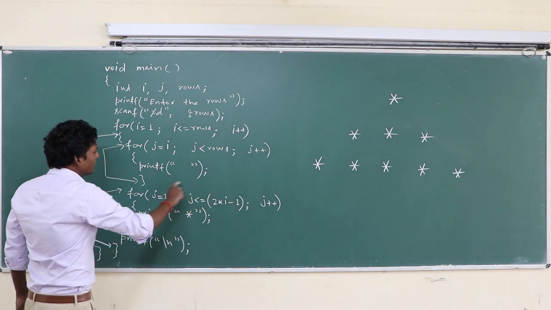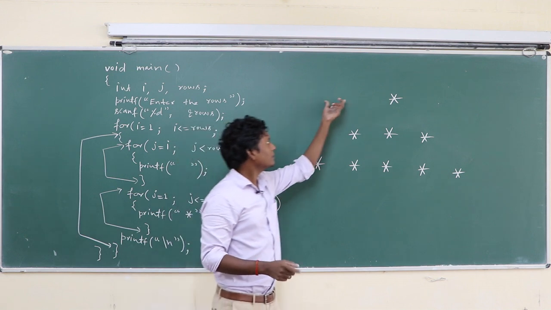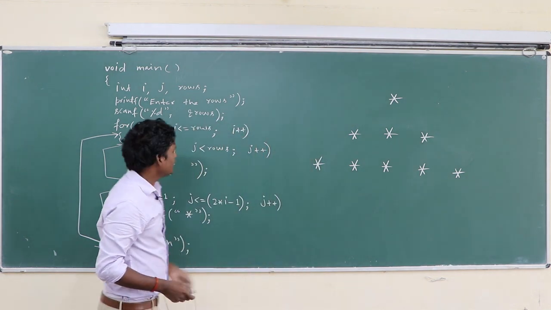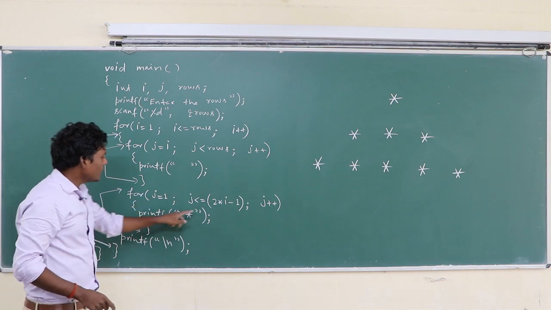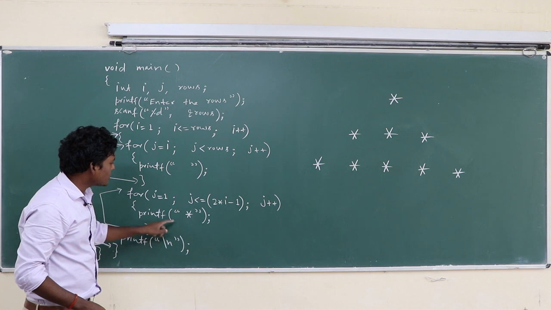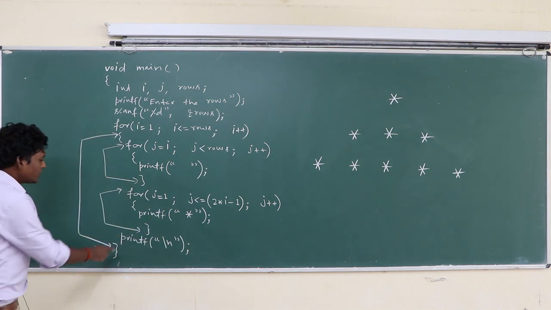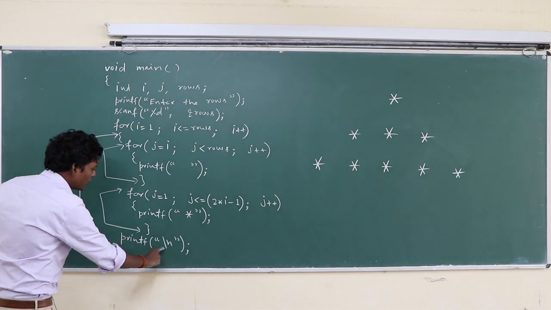If this loop executed 3 times, then 3 blank spaces will be printed here. Okay class, this loop is for blank space, and this loop is for printing the star. And this printf is used to place the cursor on the next row.